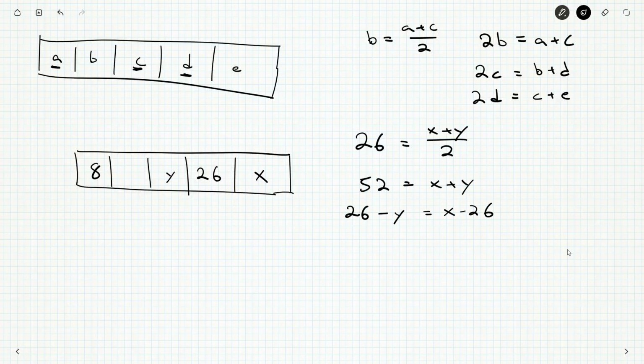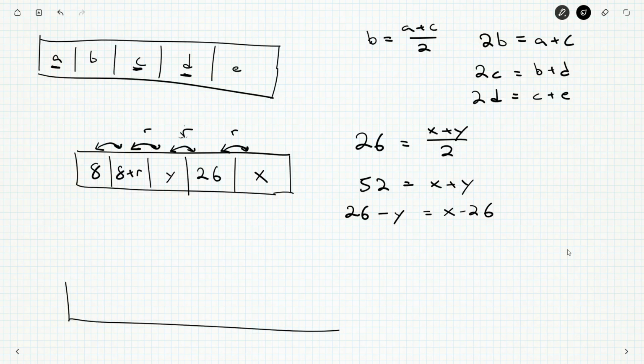And when you realize things like this, you notice, oh, the difference between 26 and x has got to be the same as the difference between y and 26. There's going to be a common difference. Let's not call it d, because we already used d. Let's call it r. There's a common difference r between each of the boxes. They form what is called an arithmetic sequence. Starting at 8, the next box will be 8 plus r, and the next box will be 8 plus 2r, and so on.